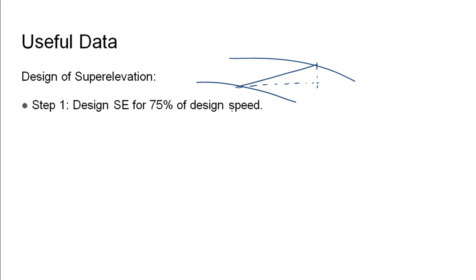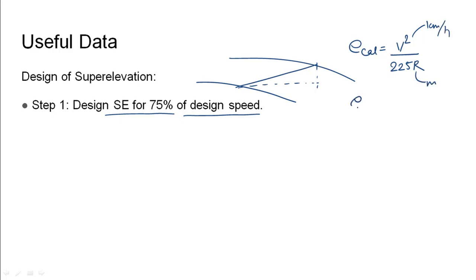The first step is to design the super elevation for 75% of the design speed. In this step, we calculate the super elevation using the equation v square by 225r, where v is in kilometers per hour and r is in meters. If this calculated value is less than the maximum value of super elevation that is applicable, which is 0.07, we provide the value of ecal.